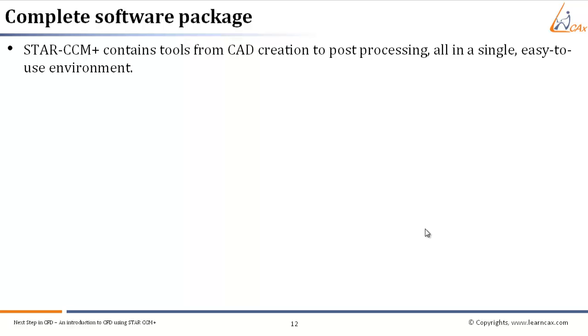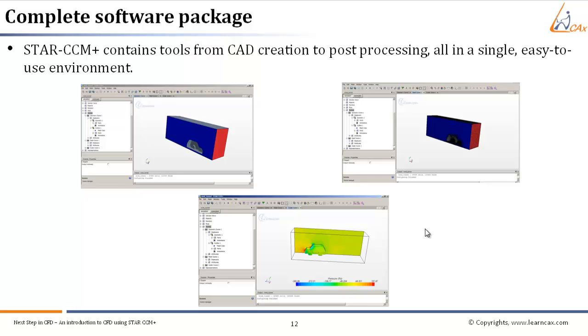The STAR-CCM+ software contains tools from CAD creation to post-processing. So all is there in a single, easy-to-use, interactive environment. We don't need to shuffle from software to software. And as shown here, starting from CAD, the model tree builds up, we go into meshing, the model tree populates, and finally we have the results, everything in a single environment.